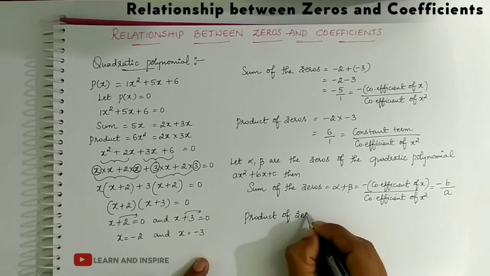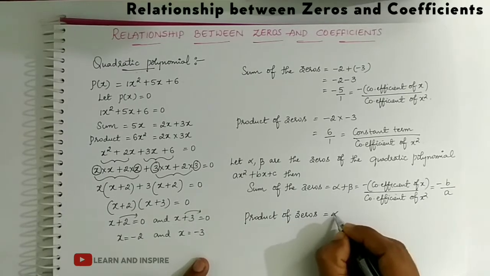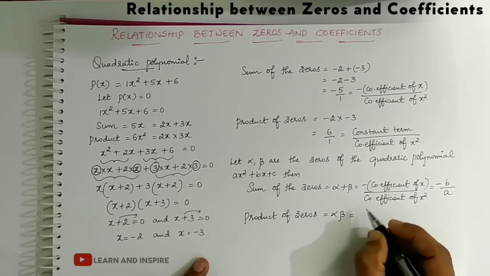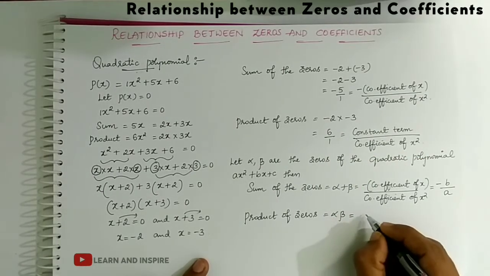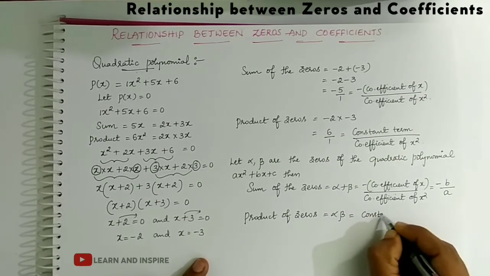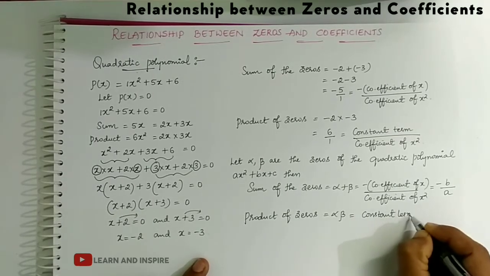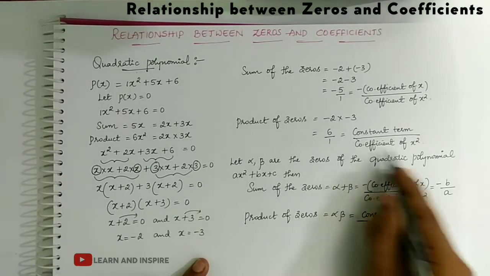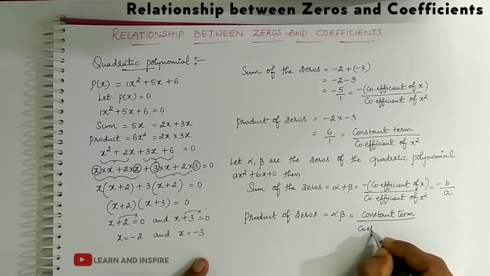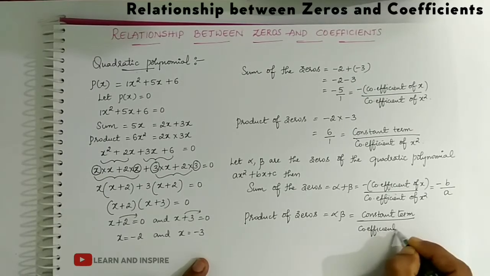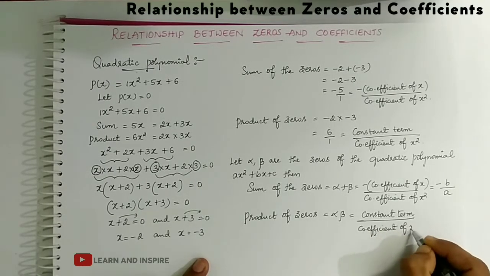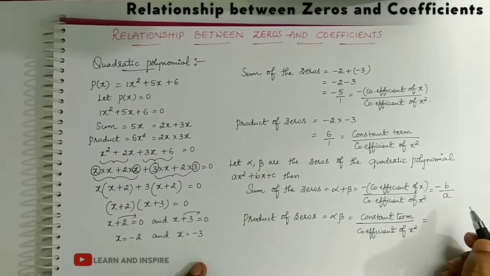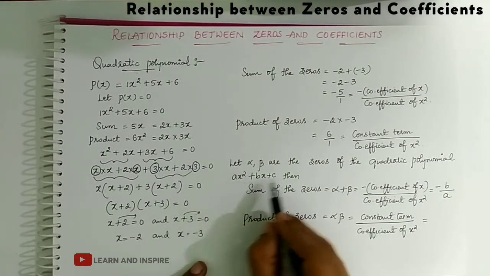Product of zeros. Product is nothing but multiplication, alpha into beta. So product of zeros is nothing but the constant term divided by the coefficient of x square. So what is the constant term in the quadratic polynomial?